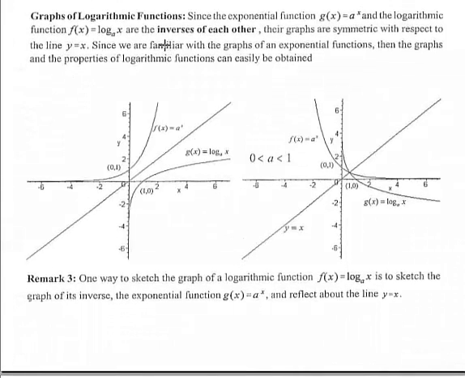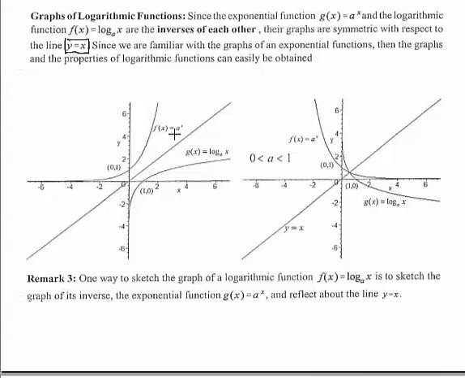So now that we know the logarithmic functions are the inverses of the exponential functions, figuring out what their graphs look like is pretty straightforward. Any two functions that are inverses of each other are symmetric about the line y equals x. And so all we have to do is draw this diagonal line on our graph and then mirror the function to the opposite side.